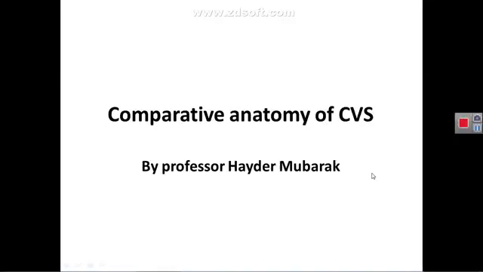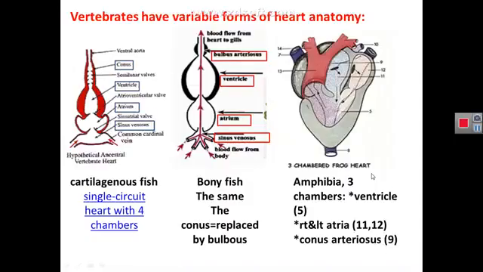This is a presentation on the topic of comparative anatomy of the cardiovascular system. The primitive heart is formed just like a tube, and therefore this primitive form of the heart is called a single circuit heart because it is just like a single tube.